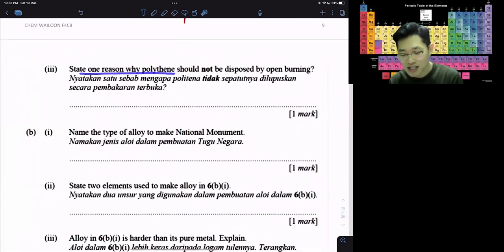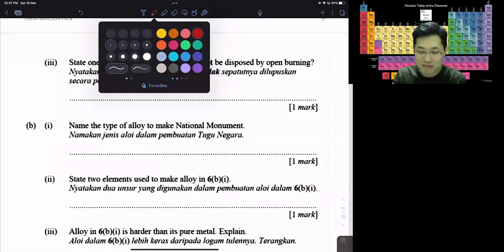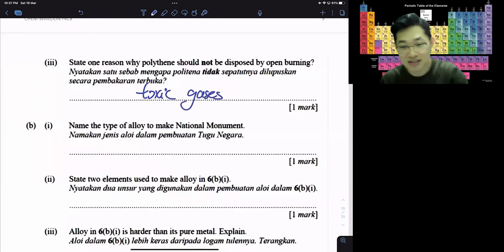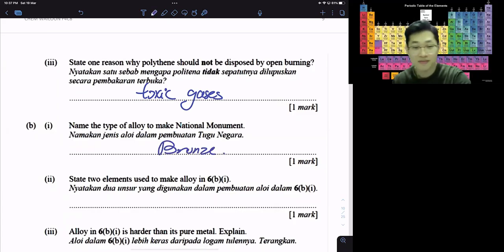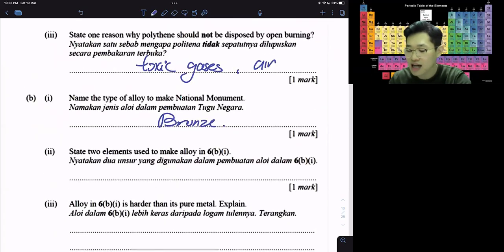One reason why polythene should not be disposed of by open burning. Why? We should not burn plastic. Yes, it releases toxic gases. You can also write air pollution, okay, it causes air pollution.